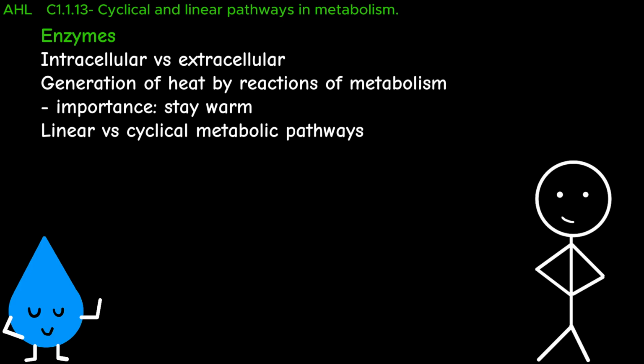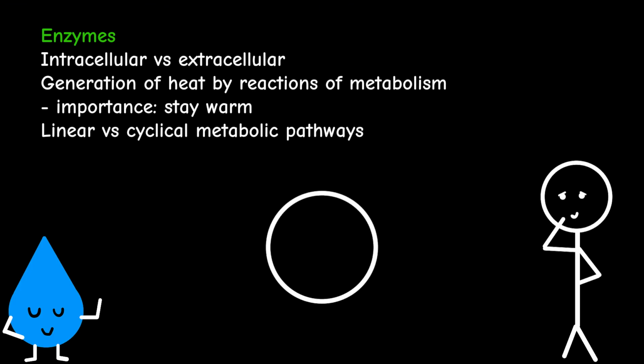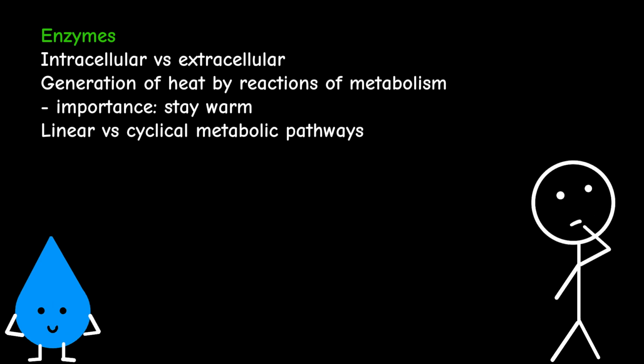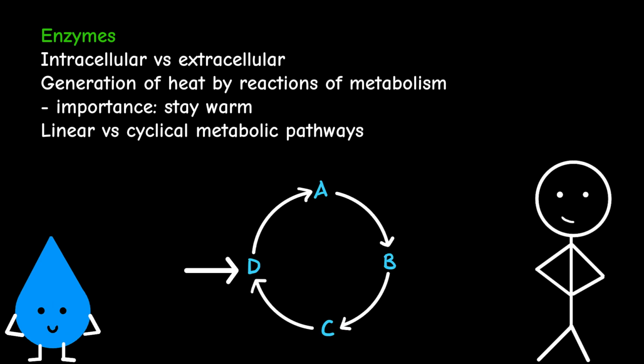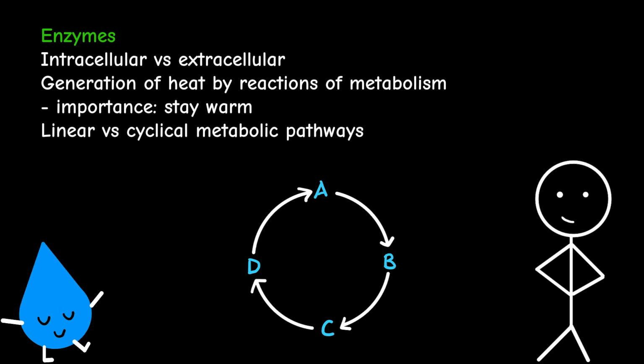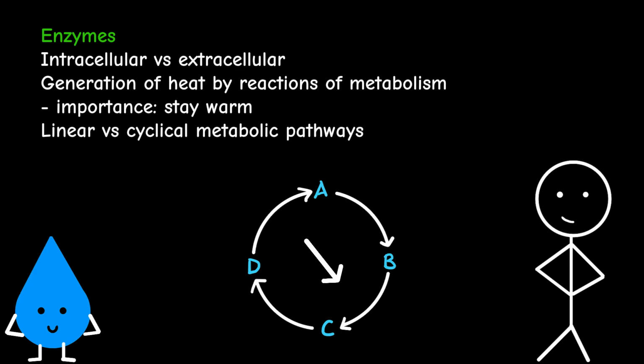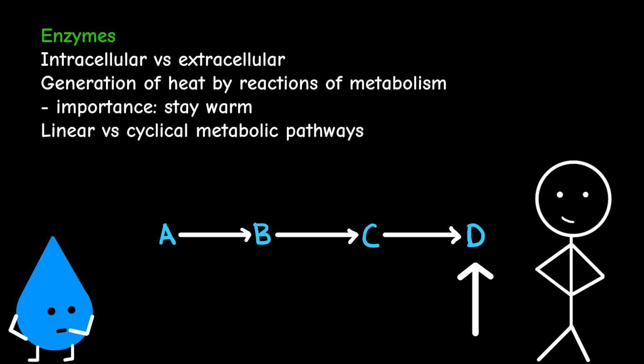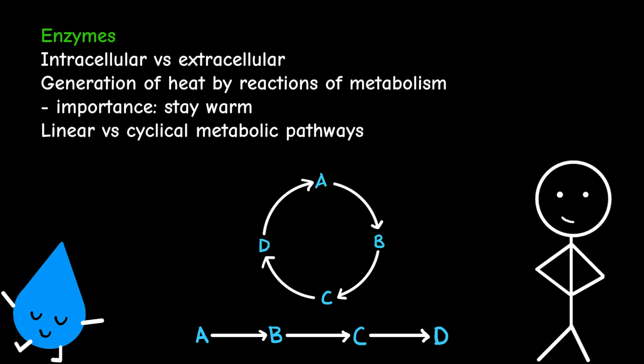Contrast linear and cyclical metabolic pathways for me. Linear goes in a line and cyclical goes in a circle. Can you be a bit more specific? It's like in cyclical, whatever you get at the end is used for the first reaction, if that makes sense. Yeah, the starting molecule is regenerated at the end, whereas in linear, the end product is different from the starting molecule.